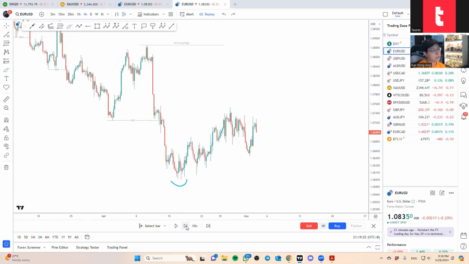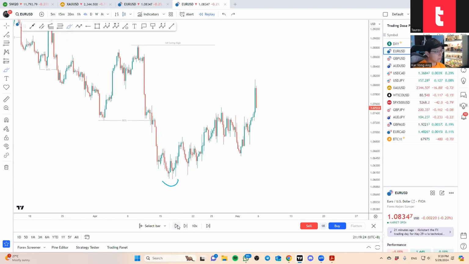And then the market continues to develop. Okay, we get another pullback, right? So definitely this is not a swing high. Are we in a bullish market structure? No, we are still in a bearish market structure, right? This swing high hasn't been taken out.